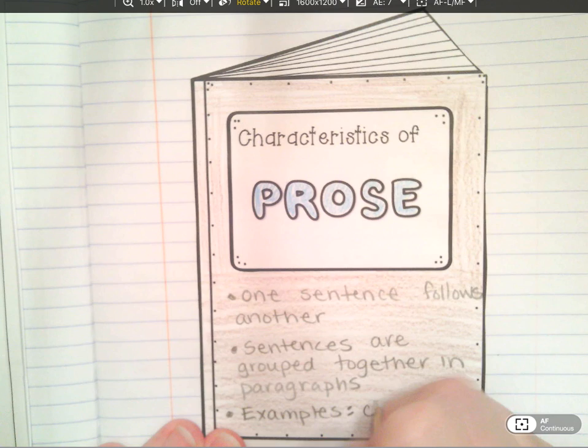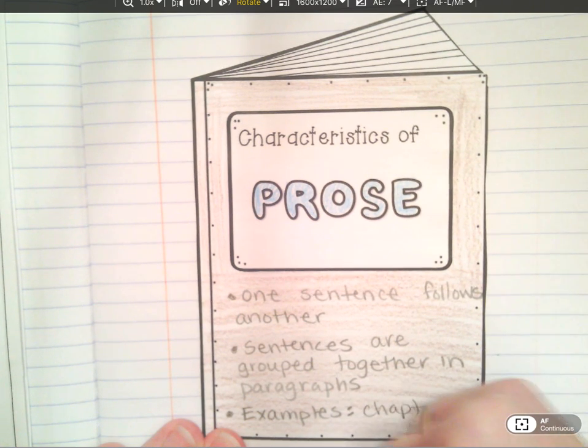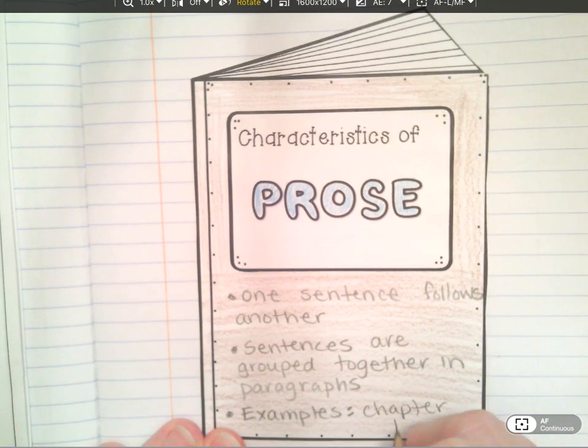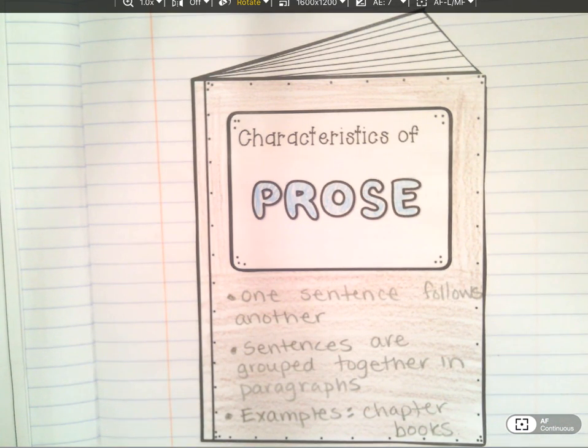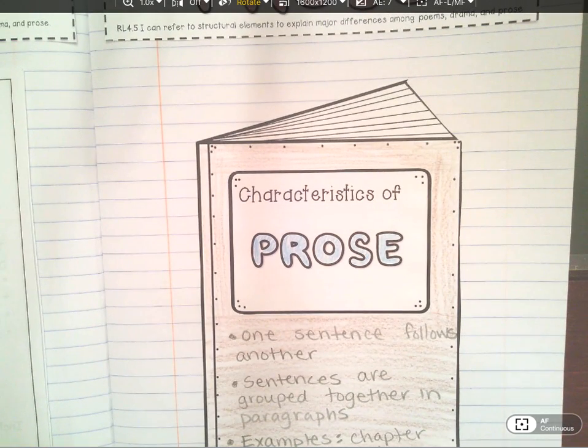Are going to be like chapter books. And since we're tight on space, we'll probably just leave it at chapter books. All right, so that will help us with completing some activities today and for the rest of the week, okay? Have a good one.